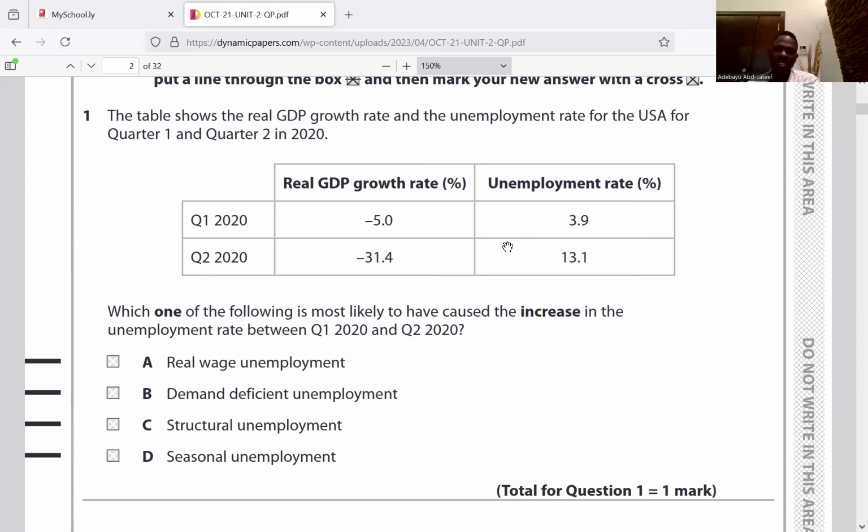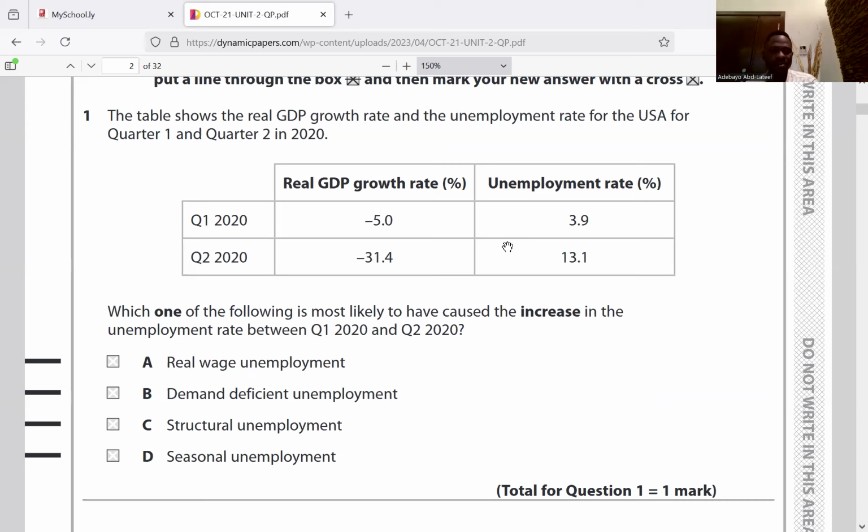It's not real wage unemployment because we don't have a figure for real wage here. We don't have any data to show real wage. Demand deficient unemployment, yes, that's the answer. Why do we choose demand deficient unemployment? Demand deficient unemployment occurs when aggregate demand within the economy falls. That's what demand deficient unemployment means. So that's the answer anyway.